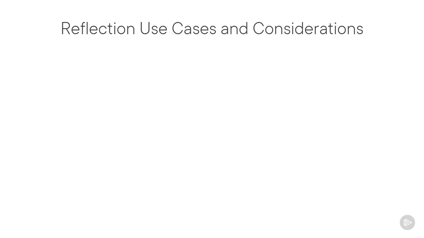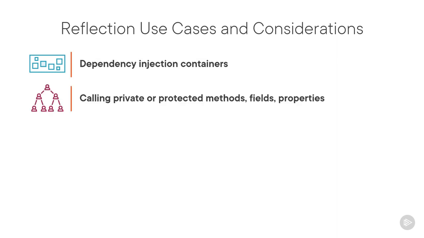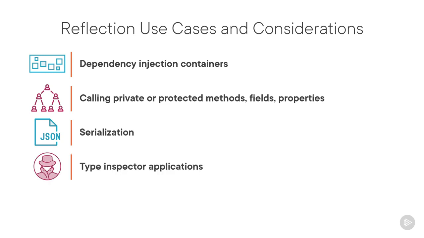A few good examples of reflection use cases are dependency injection containers, calling private or protected methods, fields, or properties, and serialization. Most serialization frameworks, like the ones we use in .NET to serialize to and from JSON and XML, use reflection. Type inspector applications are also a good use case, and so are code analysis tools. You will often use it when writing reusable libraries. Tools like object relational mappers are full of it, and so on.